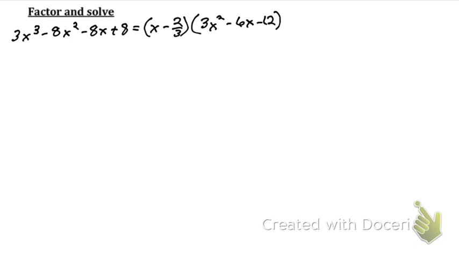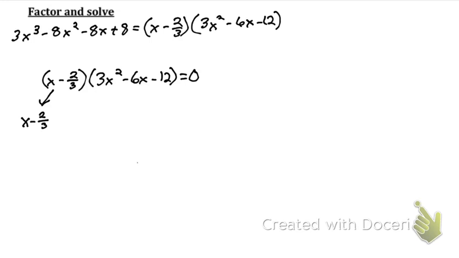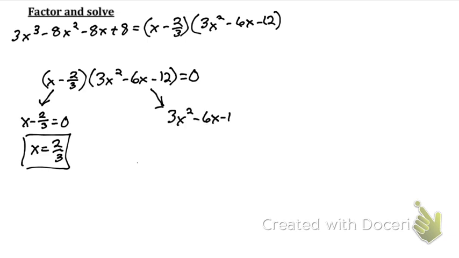So what we're going to do is set this equal to 0. So we'll have x minus 2 over 3 times 3x squared minus 6x minus 12 equals 0. Either x minus 2 over 3 equals 0. If that's the case, x equals 2 over 3. But we already knew that. We checked if 2 over 3 was a 0, and it was a 0. Our other possibility using the zero product property is that 3x squared minus 6x minus 12 equals 0. That's where my other two zeros are.